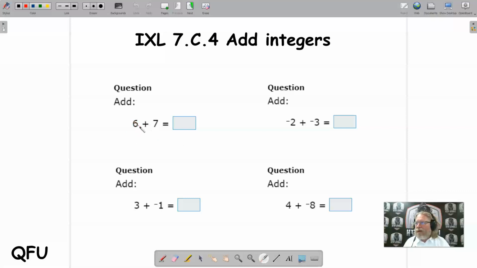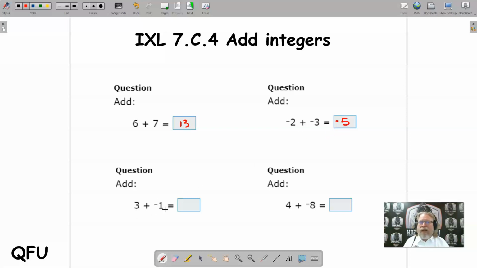So in the first one here, we both have the same sign, so we know the answer is going to be positive. And 6 plus 7 is 13, so our answer is going to be 13. On the next one, -2 and -3, well, they're both negative, so our answer is going to be negative. And since they're the same sign, we can add them together. 2 plus 3 is 5, so our solution is -5.